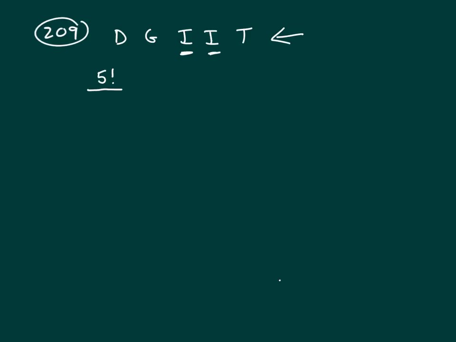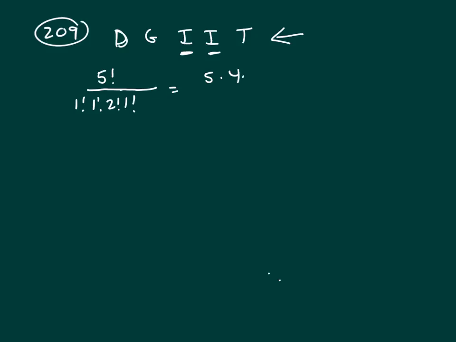You look at your letters, like the first letter is D. How many D's show up? 1. So you divide by 1 factorial, which is just 1. How many G's are in there? Only 1. That's 1 factorial. Now you've got I's. How many I's? It's 2 factorial because you got 2 of them showing up. T only shows up once, so it's 1 factorial.